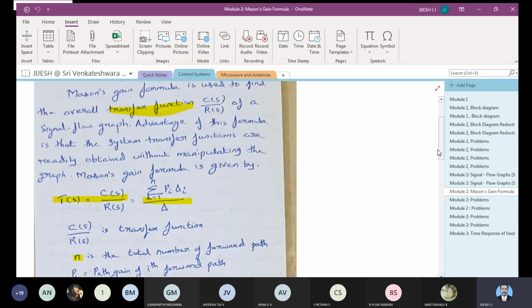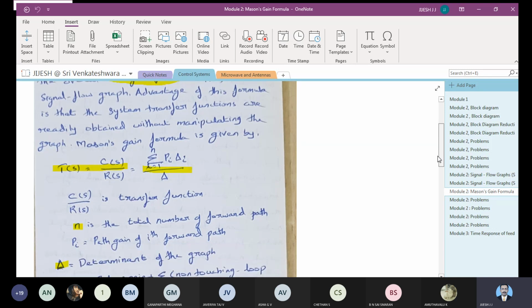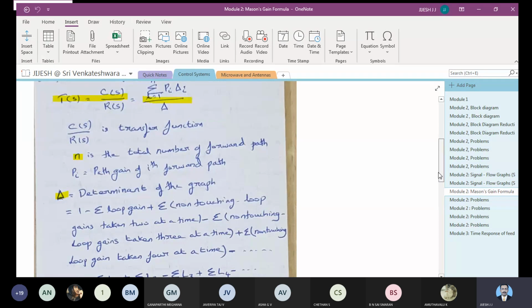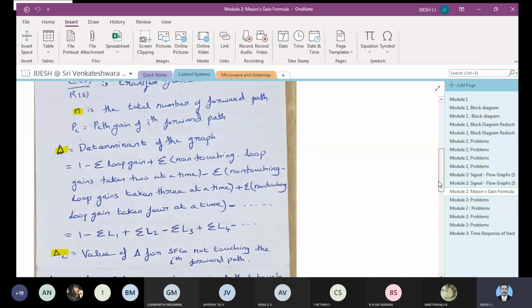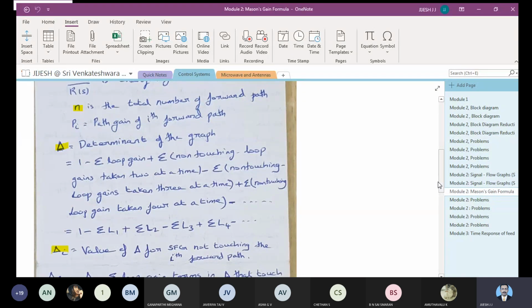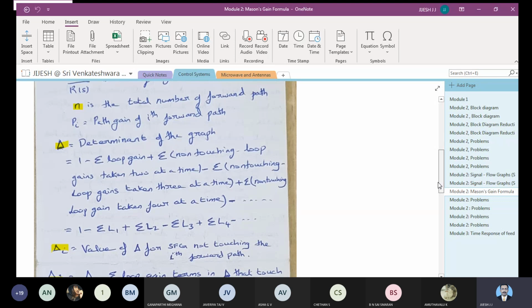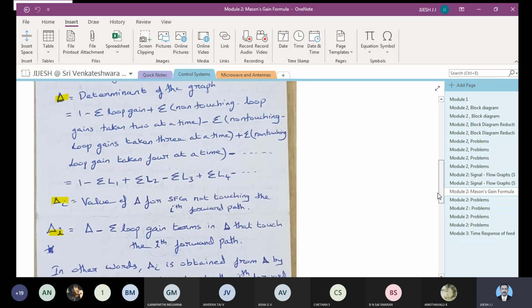1 to n, Pi delta i divided by delta. We have seen that n is the total number of forward paths, Pi is the path gain of the ith forward path, and delta is the determinant of the graph. You also have delta i, the value of delta for the part of the graph non-touching the ith forward path, which is called delta i. So we'll see all these things in the problem.